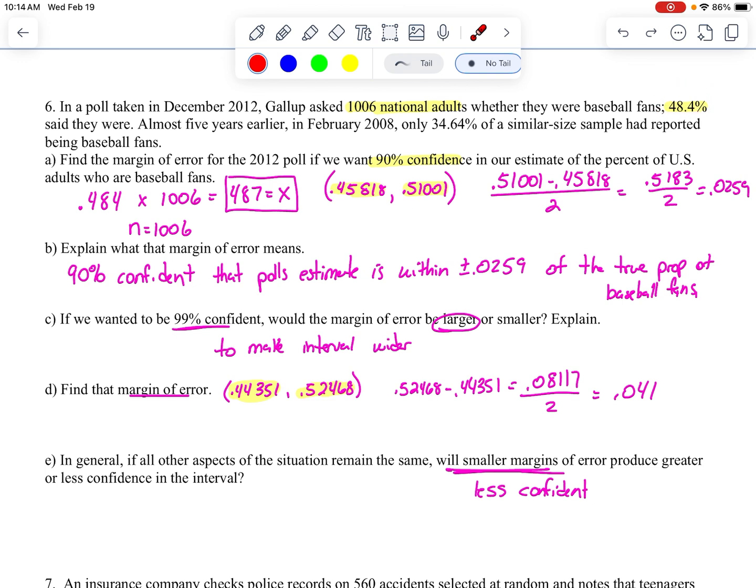When it gives me a percentage, my calculator is going to need to know a specific value of X. So we're going to take that percentage times my sample size, and we're going to get 487 successes. There was 1,006 in the trial, and then I want to be 90% confident.